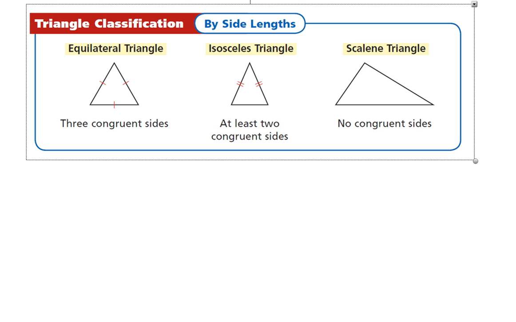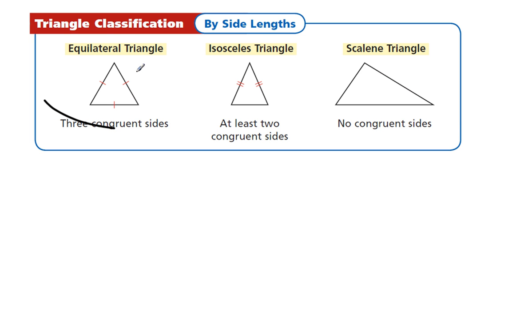So if we look at their sides, there are three types. Equilateral, which means all the sides are the same. Isosceles means at least two sides are the same. It's funny that they write it like that, because if we say at least two, that means that this one over here is also going to be isosceles, because at least two of these sides are the same. In fact, all three are the same.